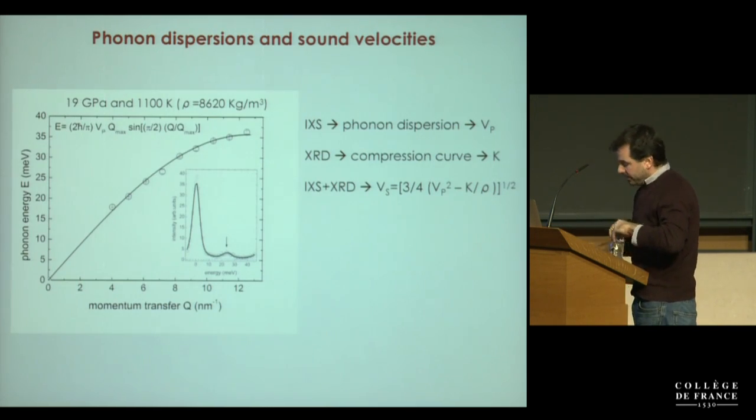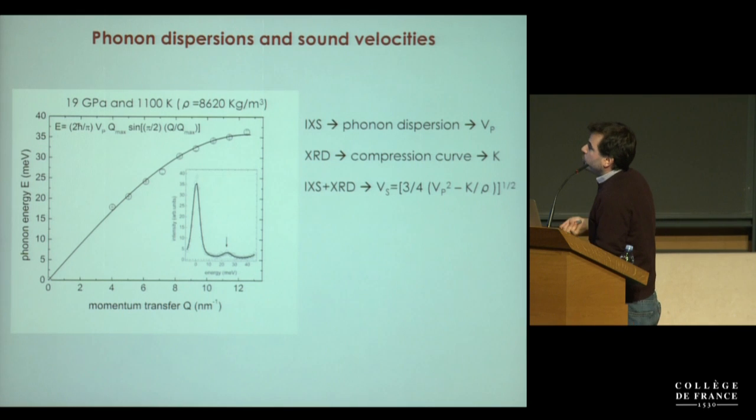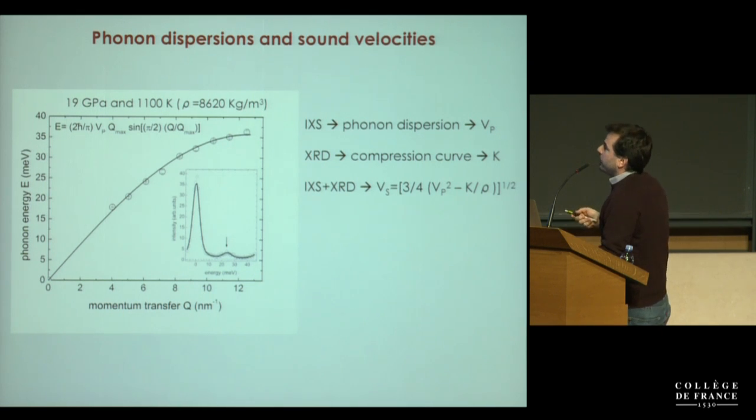And these are examples of the collected data. The raw data are in this inset, spectra characterized by the very intense elastic contribution, and this small bump, which is the signature of the longitudinal acoustic phonon of iron.